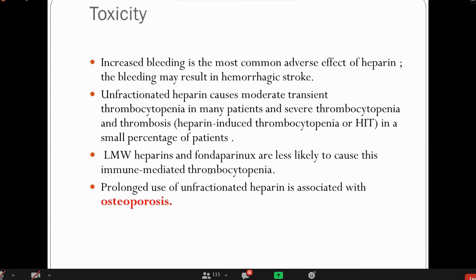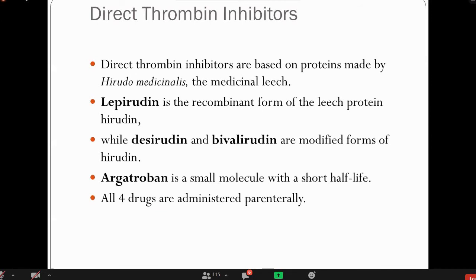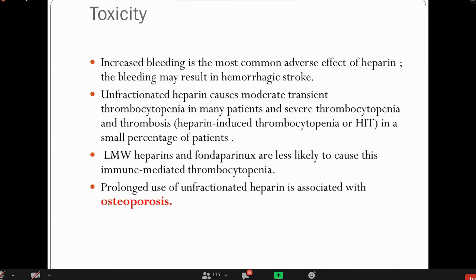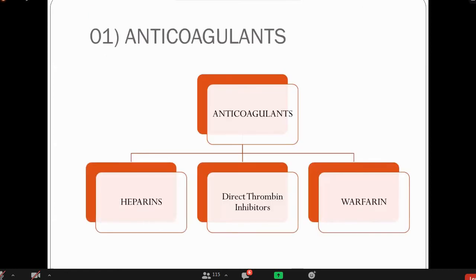Low molecular weight heparin and fondaparinux are less likely to cause this immune-mediated thrombocytopenia. This point we have already discussed, because heparin is derived from an animal source, and in the beginning we discussed that there is a chance of reaction. But low molecular weight heparin and fondaparinux are less likely to cause it. Another very important point: prolonged use of unfractionated heparin is associated with osteoporosis.